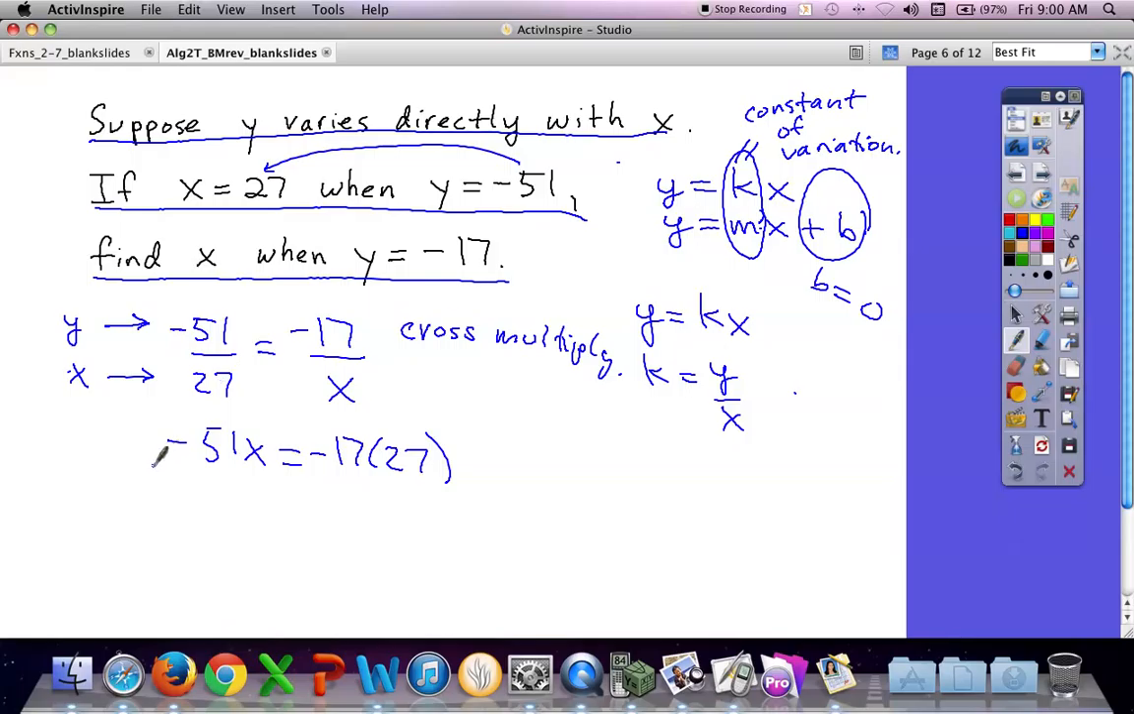How did you solve this? Divide by negative 51. And 17 goes into 51 3 times. So that's like 27 over 3, which is 9.